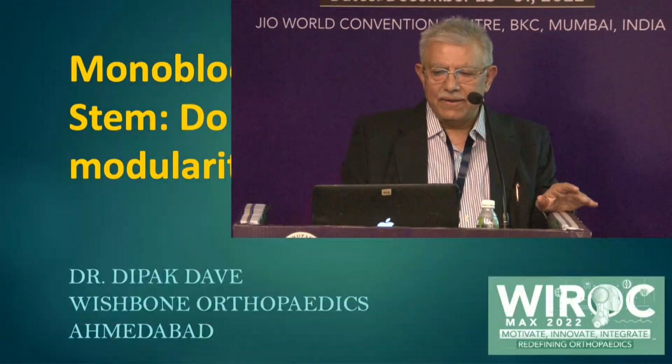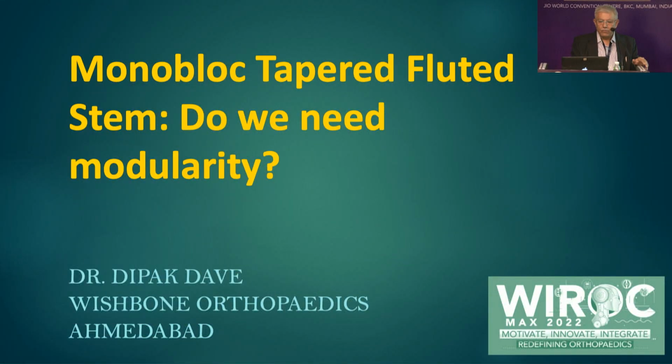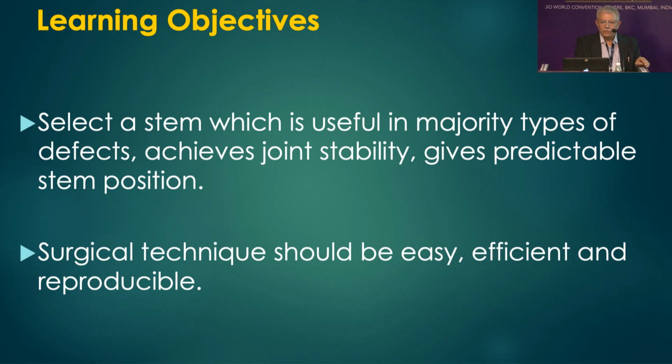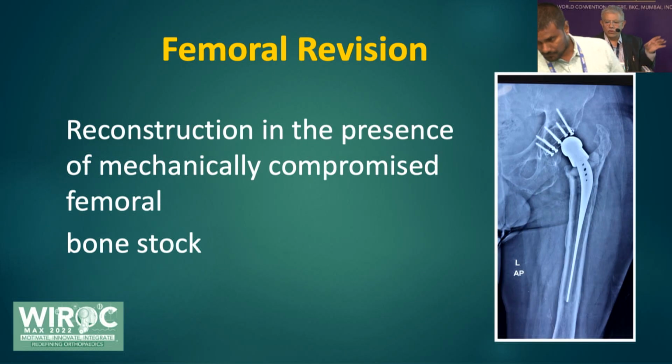The topic is monoblock tapered fluted stem. Do we need modularity? So the learning objectives: we need to select a stem which is useful in the majority of types of defects. It can achieve joint stability and gives predictable stem positions, that is, subsidence. And surgical technique should be easy, efficient and reproducible. This is the objective on which the talk is based.